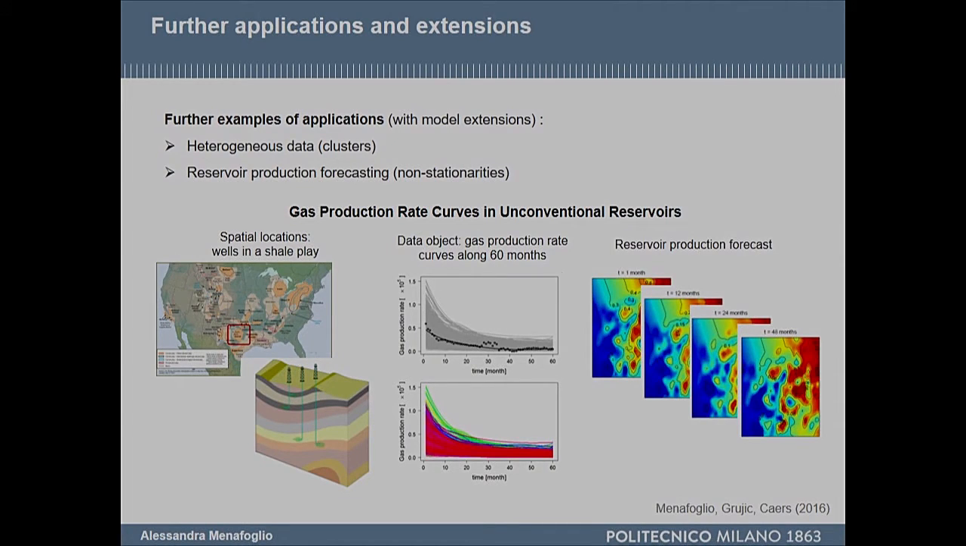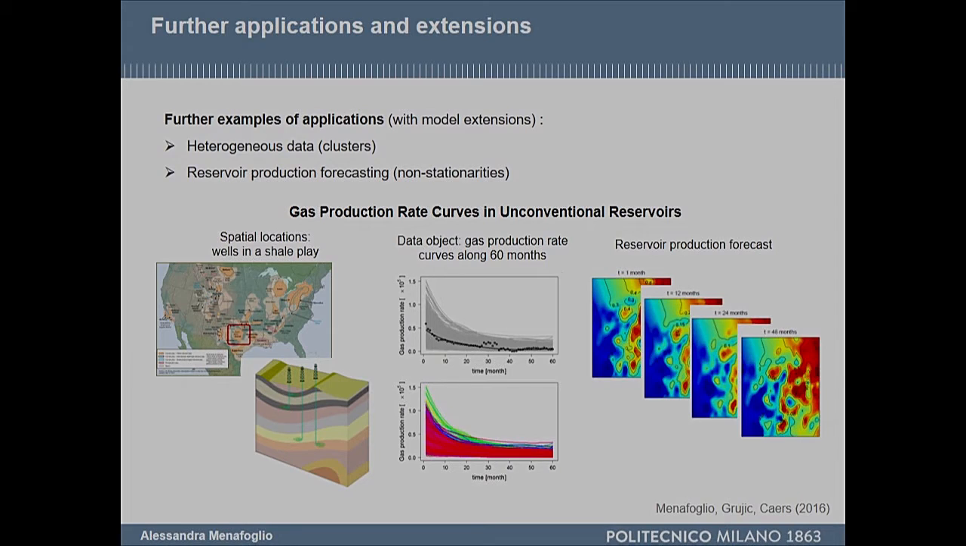Another kind of application that we have studied is the one concerning production rate curves in unconventional reservoirs. In this case, we were in the US, this is Texas, and we studied a shale play here. This is the kind of production that we got at that shale play. So these dots are the raw data.